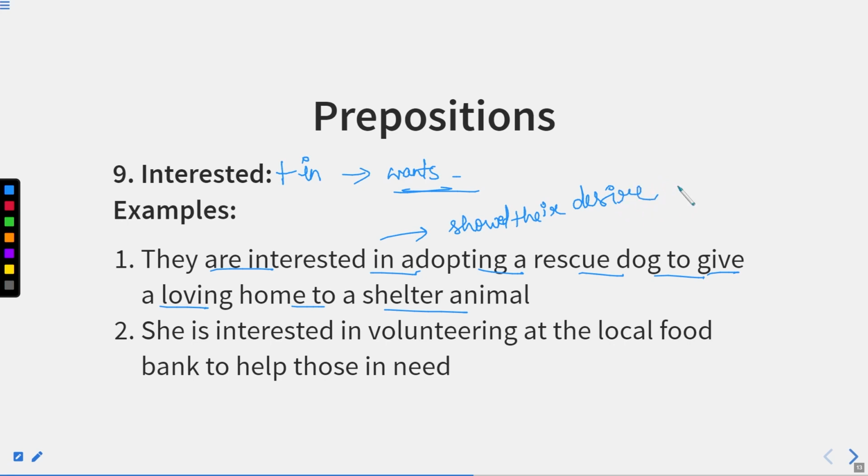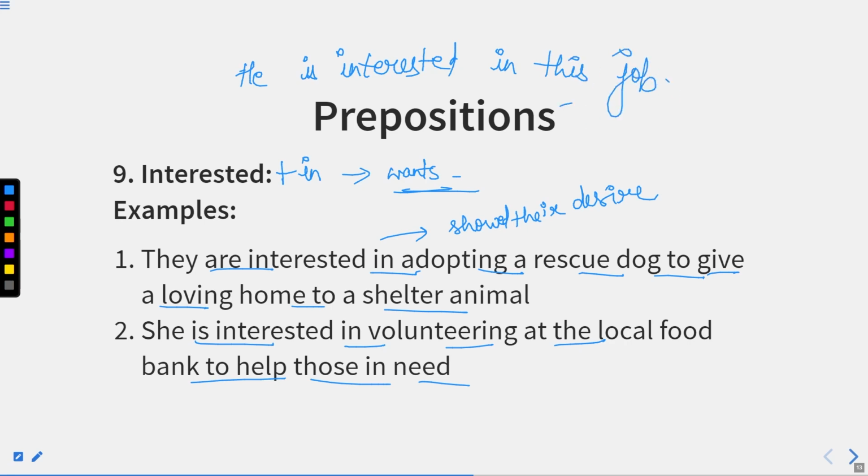So this is how we can use this. Now the next sentence is: she's interested in volunteering at the local food bank to help those in need. So she wants to volunteer at the local food bank to help those in need. Interested in, for example, he is interested in this job. So this is how we can use this word in this manner as well. Now let us move to the next one.